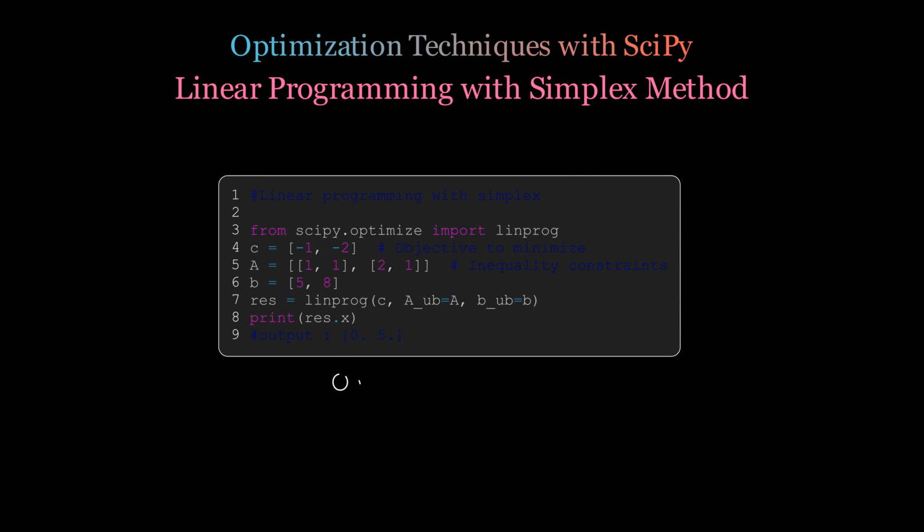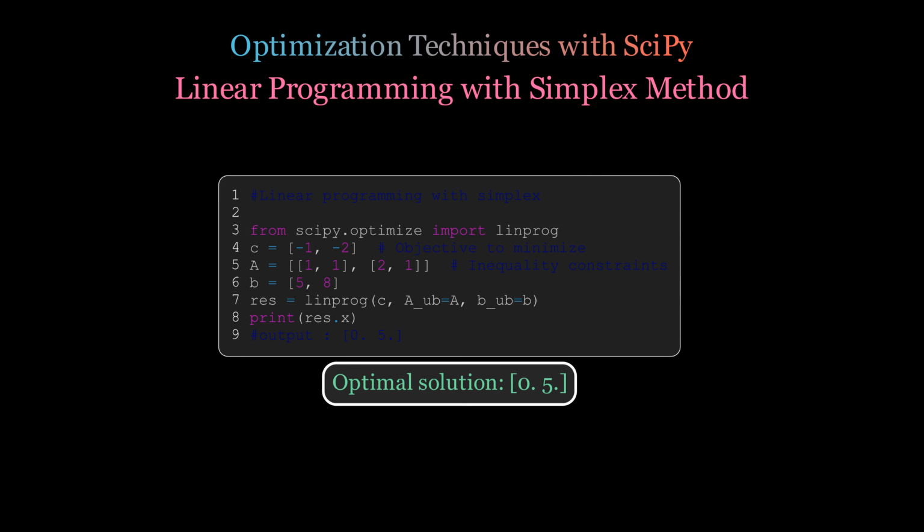The solution, (0, 5), means we should produce 0 of item 1 and 5 of item 2 to maximize profit, equivalent to minimizing the negative profit. This vertex solution is characteristic of linear programming problems.